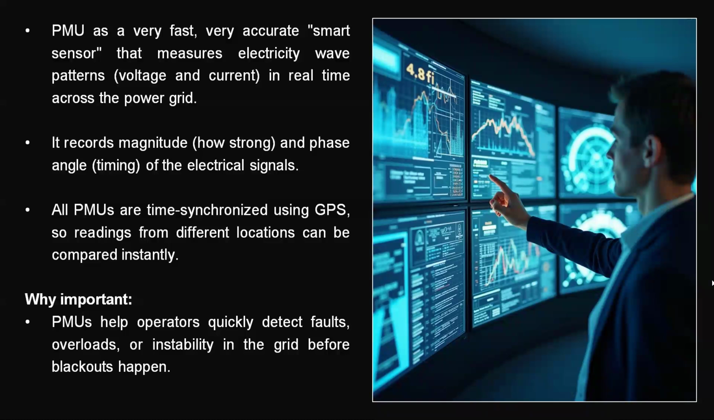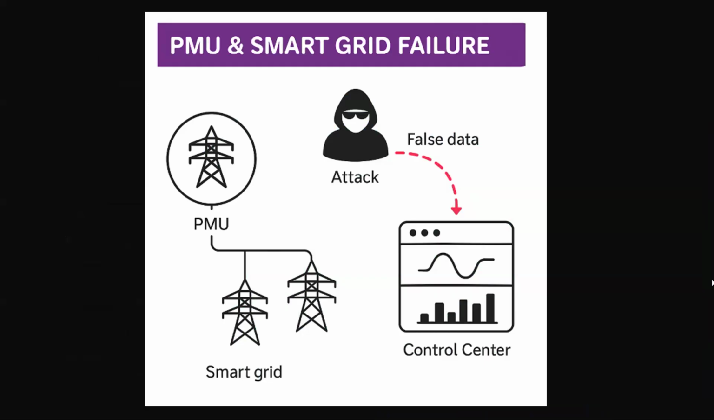Okay, so as far as PMUs are concerned, these are smart sensors, very accurate for measurement of electricity waves. And if certain additional load is put in that particular scenario, then that smart grid can be damaged. You can see in this diagram a smart grid and different PMUs, and in that scenario a man in the middle attack, denial of service attack or jamming attack can be done.